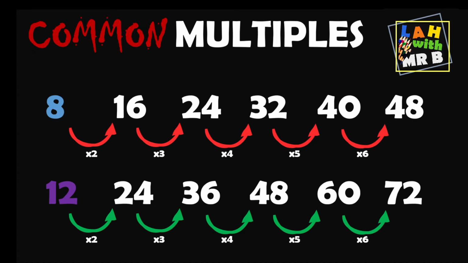Can you see any common multiples between 8 and 12? Good. If you spotted 24, that would be the first common multiple. Can you see any others? We also have 48. And if you're really looking closely, you'll notice that 12 times 6 is 72, and 8 multiplied by 9 is also 72. So 72 is a common multiple of 8 and 12.